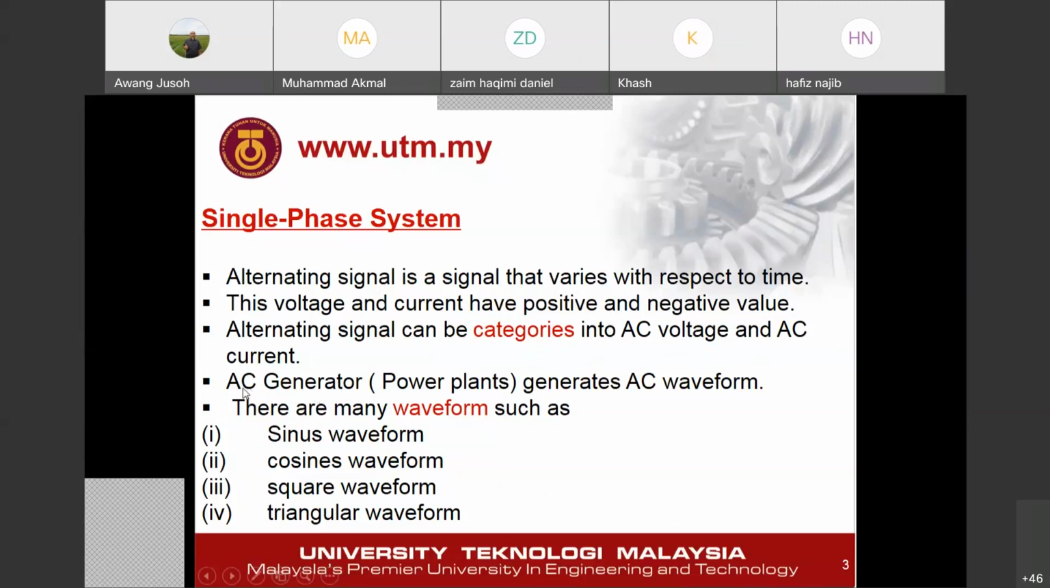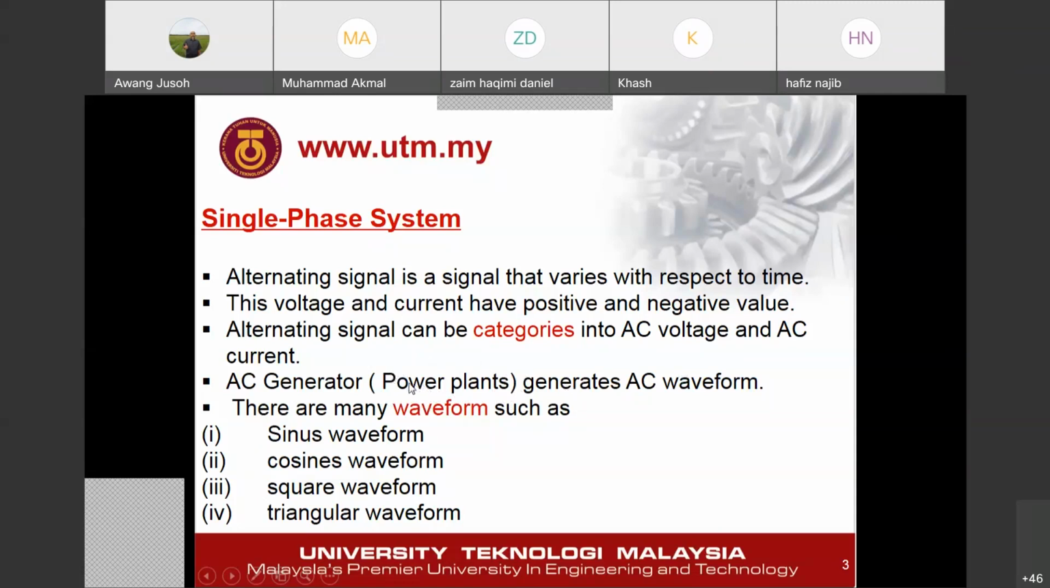So the power plant or AC generator will generate AC waveform. Basically, the signal that we get at our homes, when you plug in, when you charge your handphone, or when you supply your TV and so on, comes from the power plants. Power plant means power station. We can have a steam power station or hydro power plant and so on. So that one is our main source of AC system.